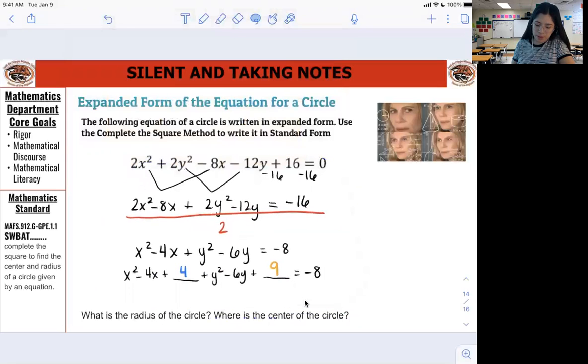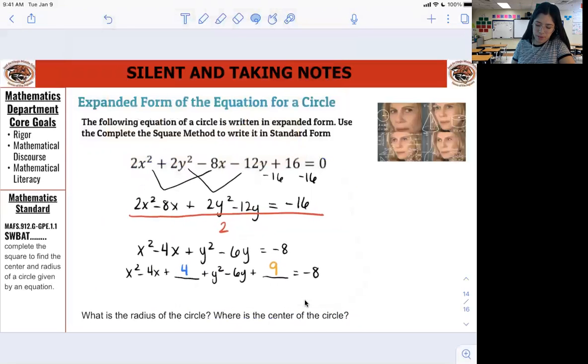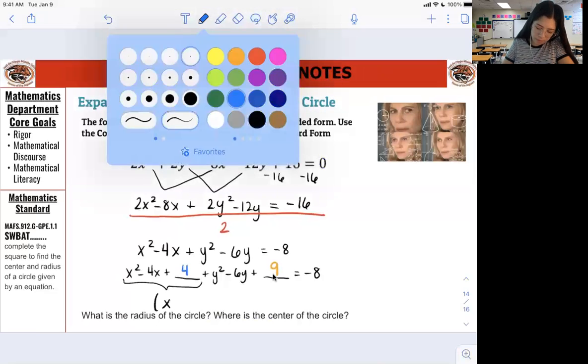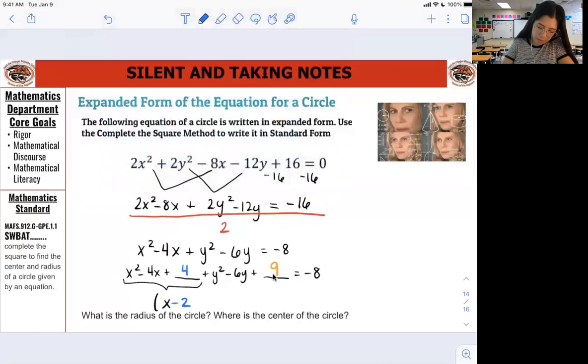Just going to make this a little smaller so I have room. Any questions? How I got 4, how I got 9? No? Okay. So now let's factor it. Factoring my x's, what do I get? Good, x minus 2 squared.